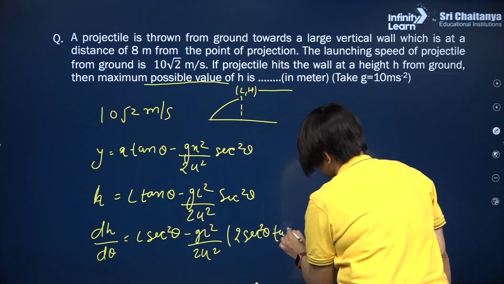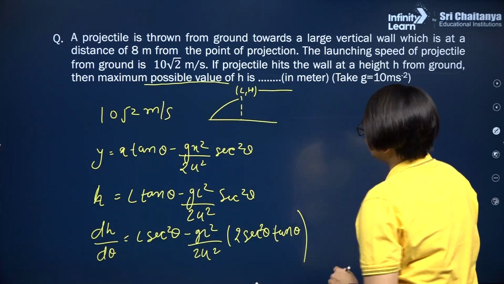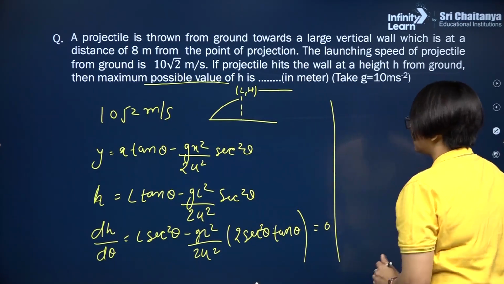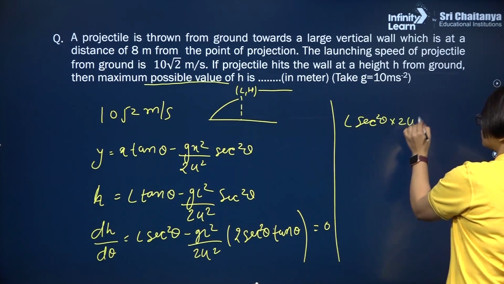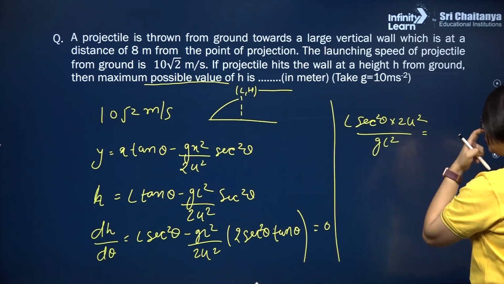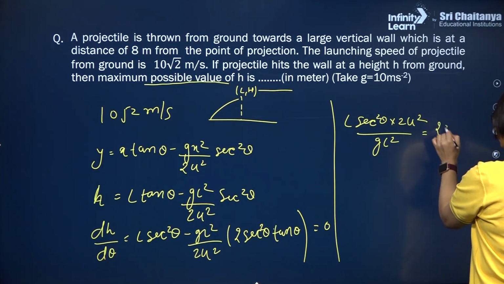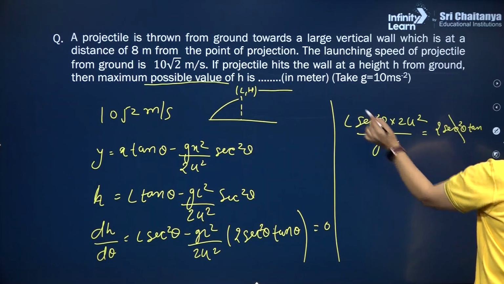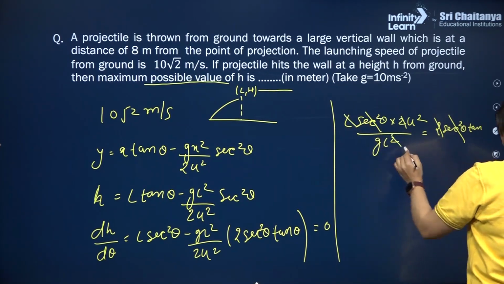So, it will be sec square theta into tan theta. Now, for maximum possible value of h, this should be 0 using the concept of maxima and minima. So, L sec square theta into 2u square upon gL square will be, what? It will be 2 sec square theta tan theta. Sec square theta cancels, 2 cancels, and over here 1 L cancels.